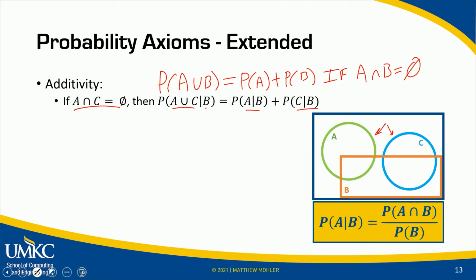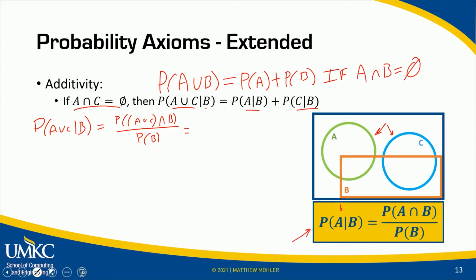So the best way to look at this is to just plug it into our equation for conditional probability. Our A in this case is really just going to be A unioned with C. So the probability of A union C conditioned on B should be equal to, just by plugging it into the formula, the probability of A unioned with C, intersected with B, divided by the probability of B.